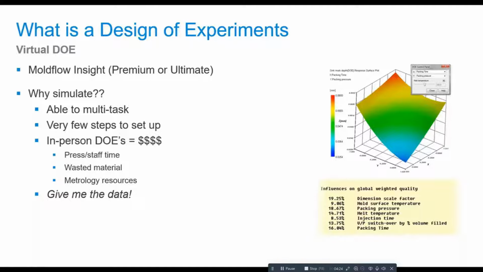Then influences on global weighted quality: dimension, scale factor, the mold surface temperature, the packing pressure, the melt temperature, the injection time. The injection time seems to be a very, very important variable that you get used to with time. VP switchover by volume filled, packing time.